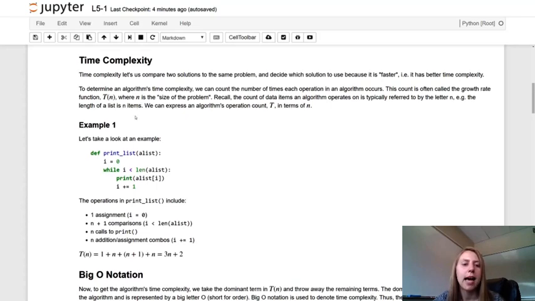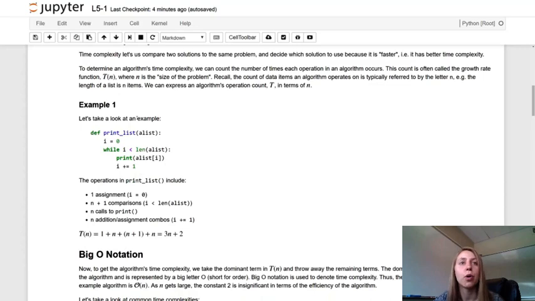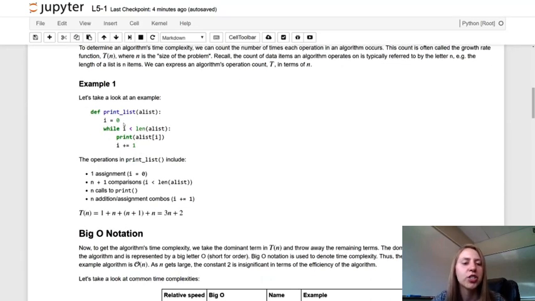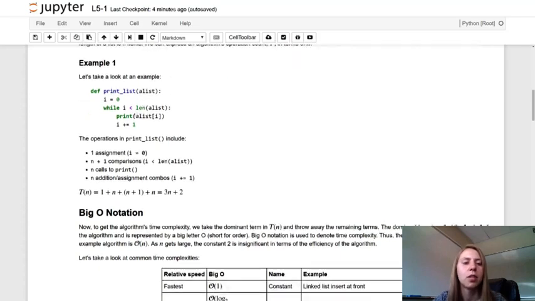So let's take a look at an example to help us understand what a growth rate function is and how we can derive one. So I have a very simple example here. It's a function that prints a list. It's called printlist. It accepts a single argument, a list that is not nested, stored in a parameter called a list. So using a while loop, we walk through each element in a list and print it out.